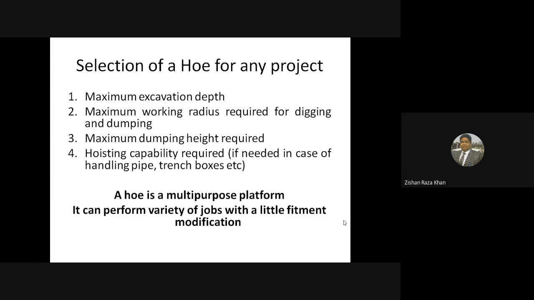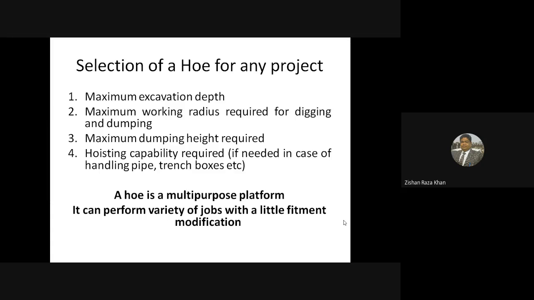Now, selection of a hoe for any project depends on the following points. First, maximum excavation depth. This basically governs the length of the entire machinery of boom and stick, and it governs the reach of the machinery. So, based on this, we can select our machinery and decide what should be the dimensions of various parts. Point number two, maximum working radius required for digging and dumping. This also governs how much swing we need, and up to what distance we have to reach.